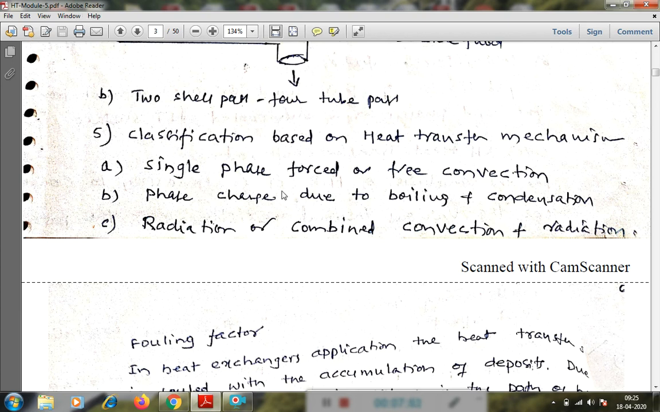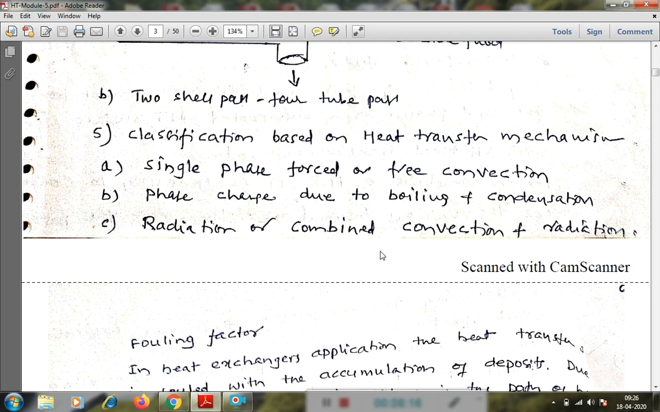And phase change due to boiling and condensation. In the boiling, the heat is transferred from the flue gases to the water. Then the water will change its phase to vapor. That is the phase change heat exchanger. And in condensation also, the vapor is condensed to a liquid. That is called condensation.